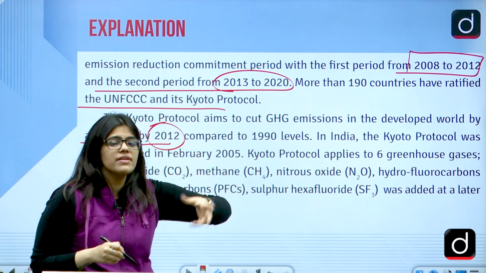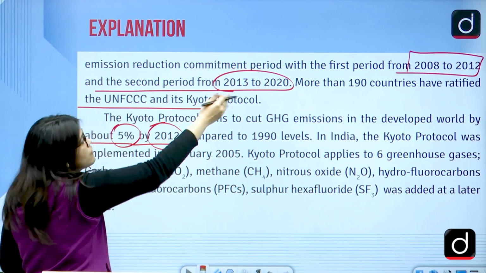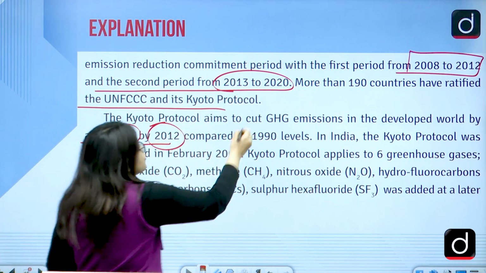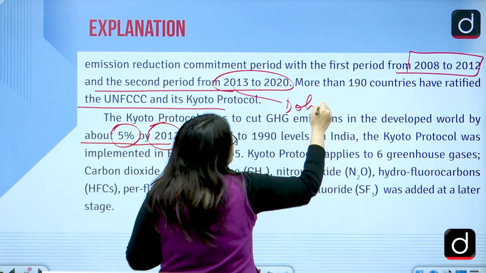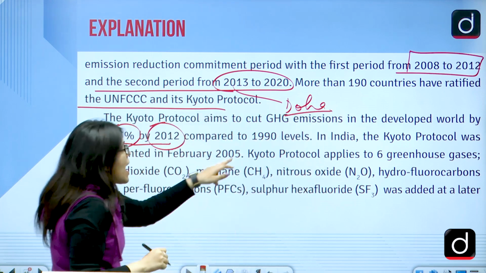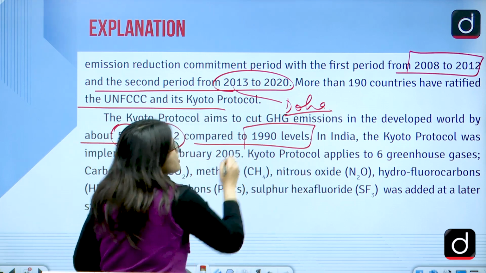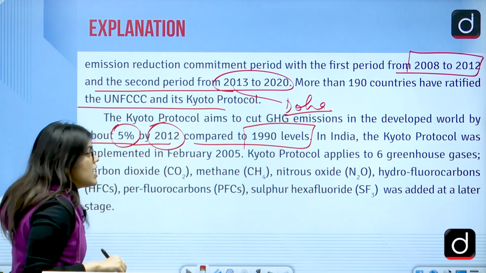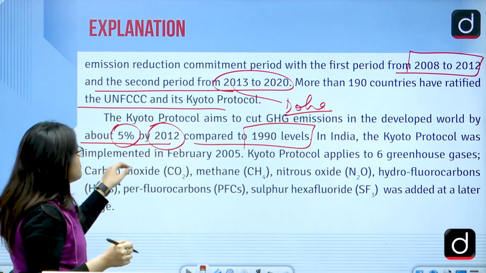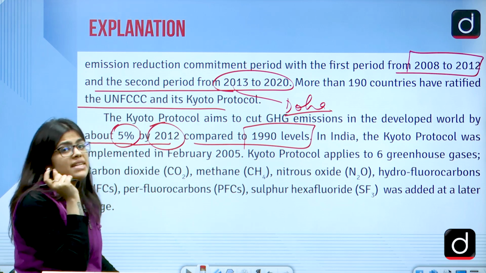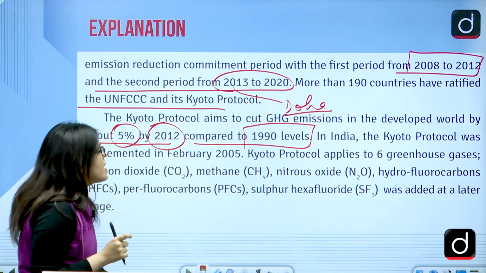Compared to which level? This is itself a PYQ. All of these are PYQs, right? You should know that this is the Doha Amendment, right? And by what level are we comparing? We are comparing it to the 1990 level. In India, the Kyoto Protocol was implemented when? It was implemented in February 2005.